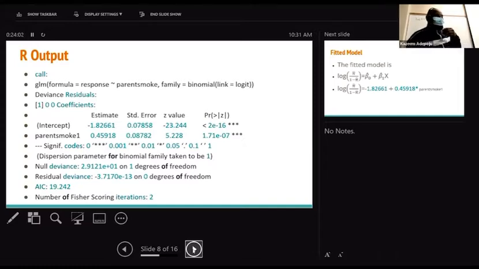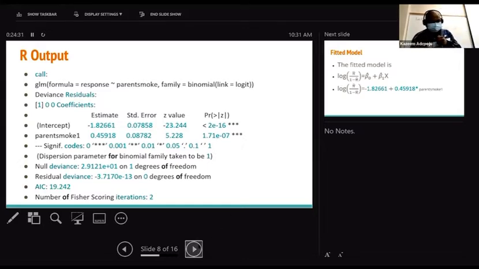Now take a look at the results. What do you notice in the parent smoke? Take a look at the p-value for the parent smoke. The p-value for the parent smoke is significant. Look at that, the p-value is less than the 0.05 level of significance. So which means the predictor here actually is significant to getting yes or no in the response. That's what it means.